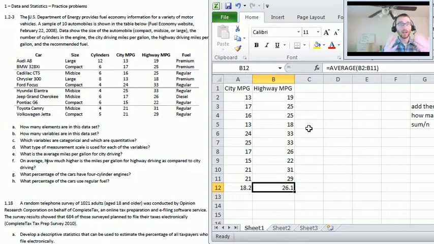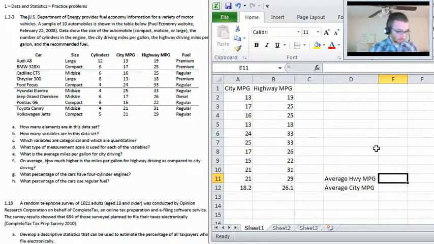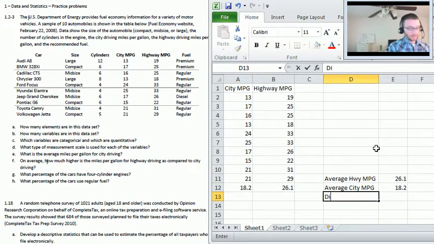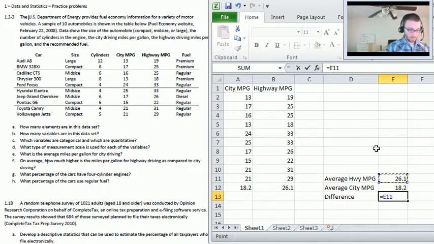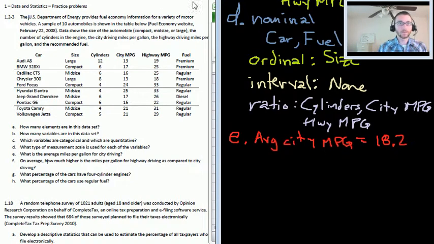Well, all we got to do is take the average for highway driving and subtract, right? So here if we want to keep all our stuff tidy, we can have average highway MPG, average city MPG, highway MPG is this one, city MPG is this one, difference equals this minus this, 7.9 miles per gallon. So that's how much higher the miles per gallon is when you're driving on highways.